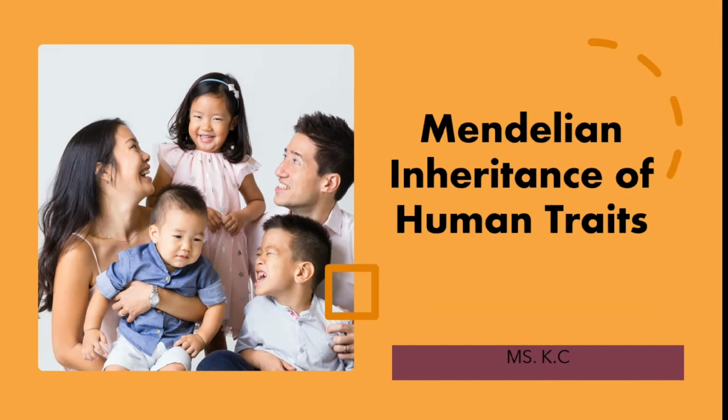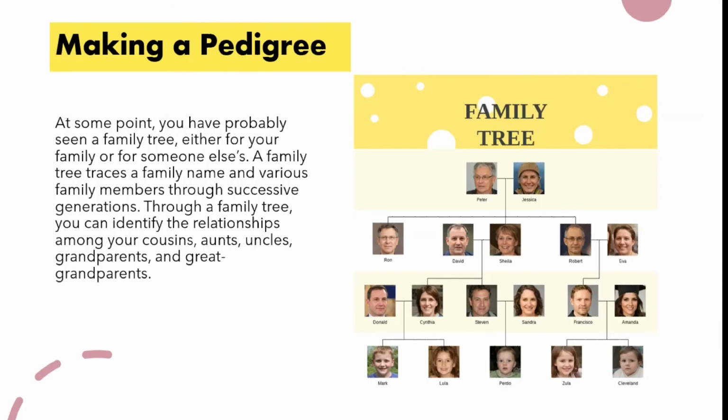Mendelian inheritance of human traits. Making a pedigree. At some point, you have probably seen a family tree, either for your family or someone else's. A family tree traces a family name and various family members through successive generations. Through a family tree, you can identify the relationships among your cousins, aunts, uncles, grandparents, and great-grandparents.